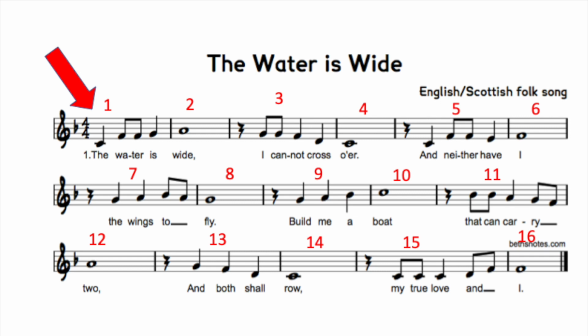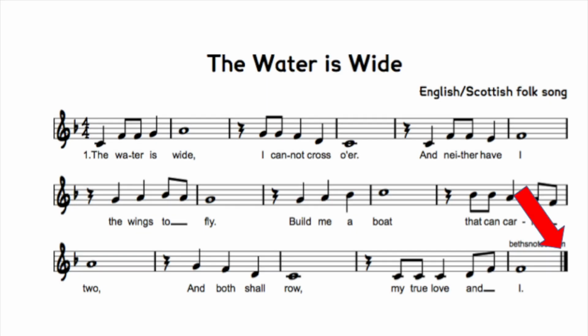If you were counting carefully, you should have counted 16 measures in total. The double bar line appears at the very end of the song, letting the performer know the song is over.